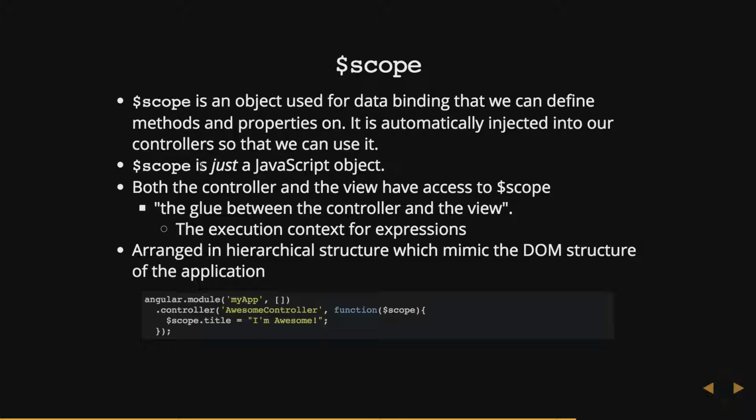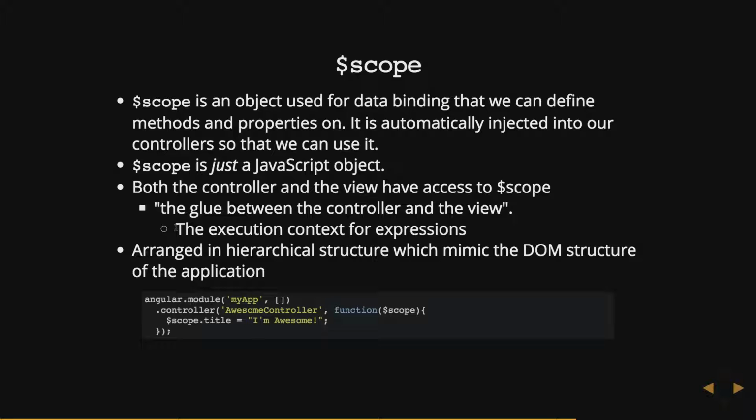And both the controller and the view have access to scope. So this is how data binding works. Because the controller is putting properties on scope, and the view has expressions and bindings to that scope, they both have access, so that way they both stay in sync. And that's why it's typically known as the glue between the controller and the view.